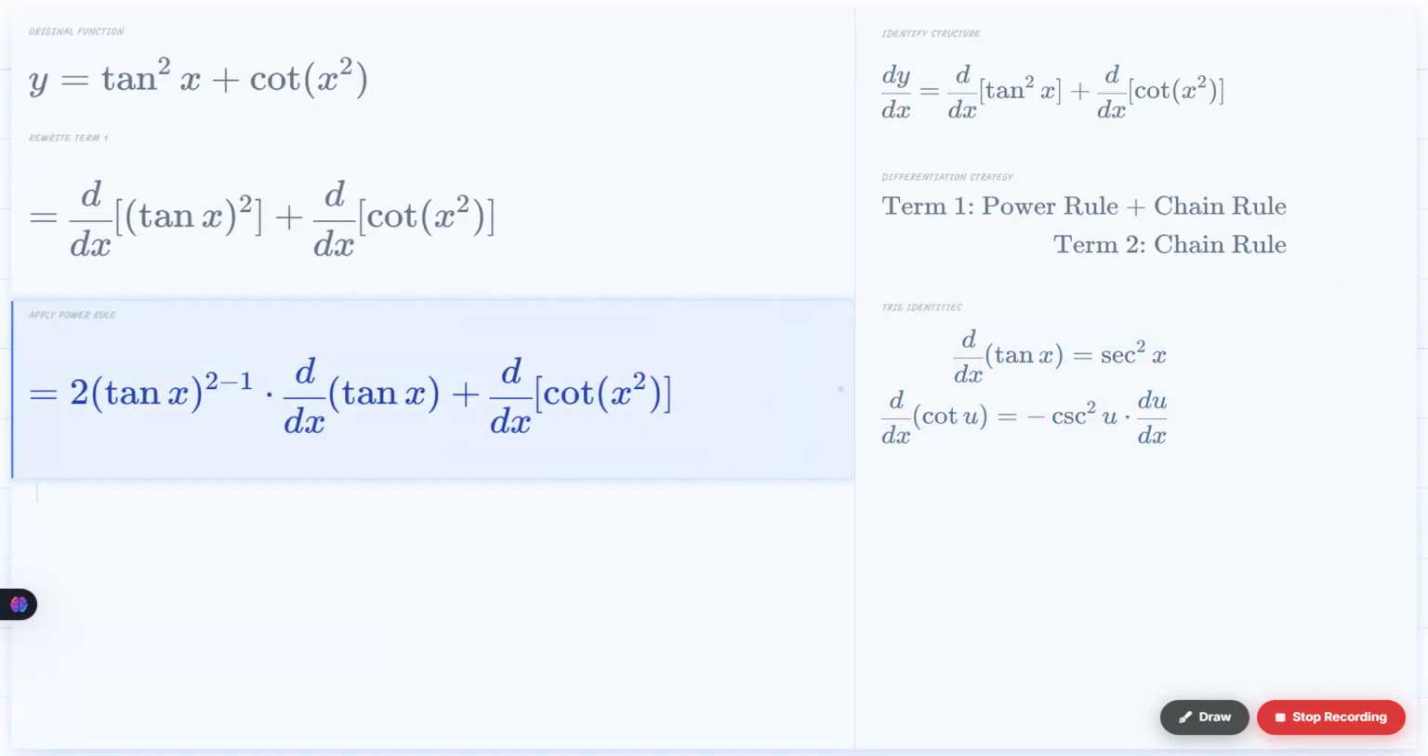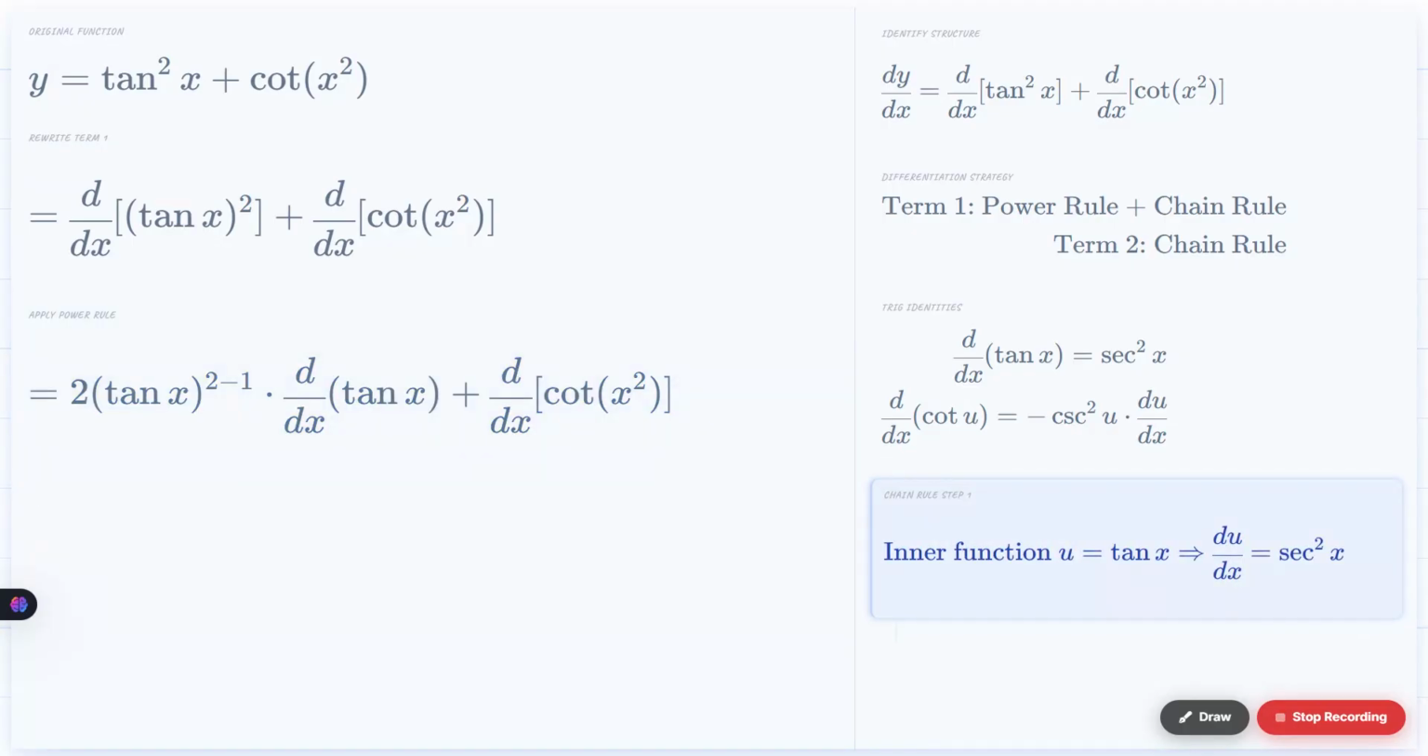We apply the power rule to the first part to get 2 times tan x to the power of 1 times the derivative of tan x plus the derivative of cot squared x. We do this to start solving the first piece. The power rule says we bring the exponent down and subtract 1 from it.